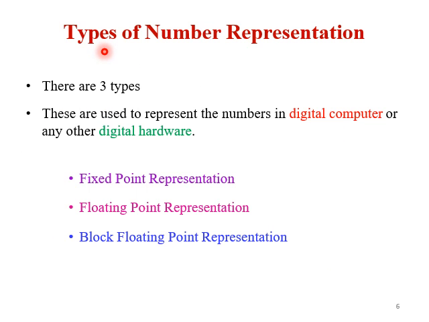There are various types of number representation, three types actually. These are used to represent numbers in a digital computer or any other digital hardware. One is fixed point representation, another is floating point representation, and the next is block floating point representation. Now we are going to see fixed point representation and floating point representation.